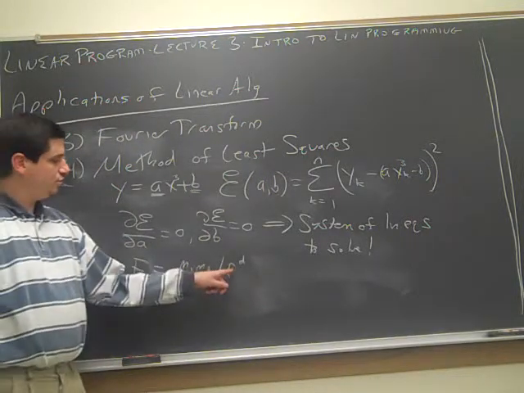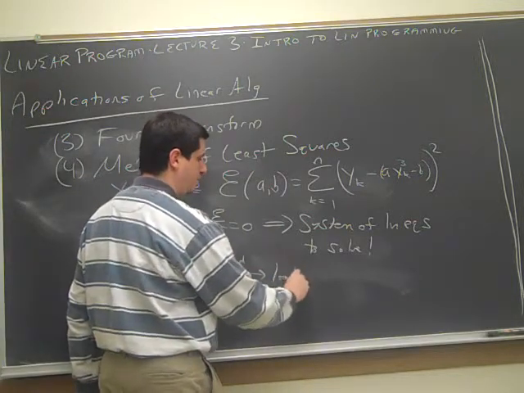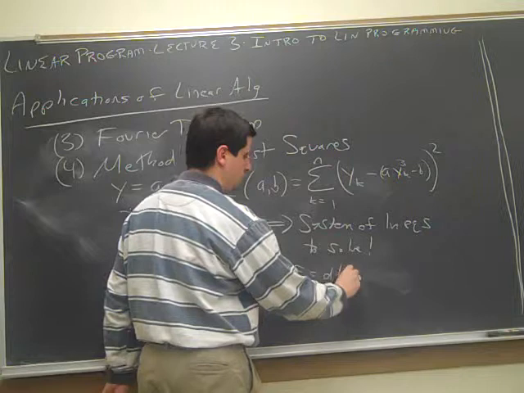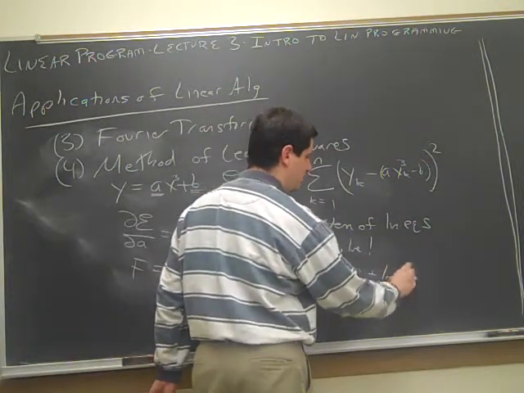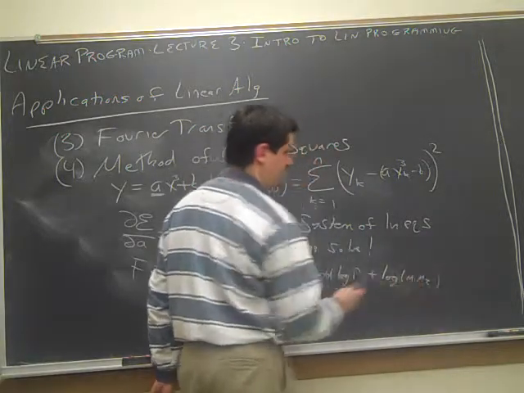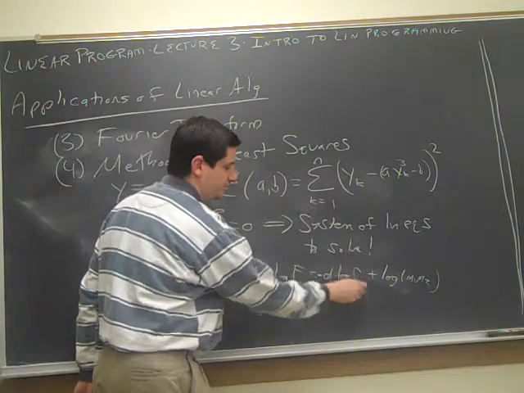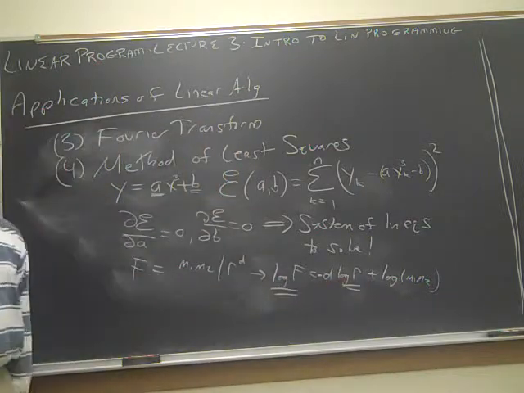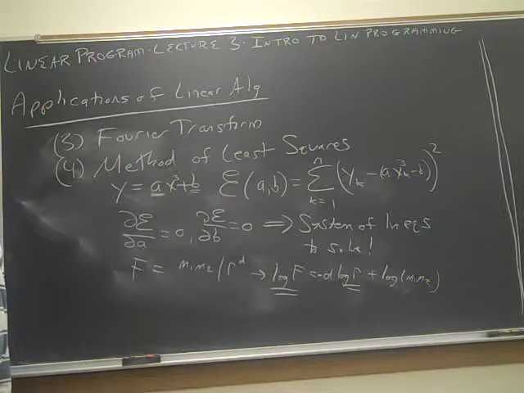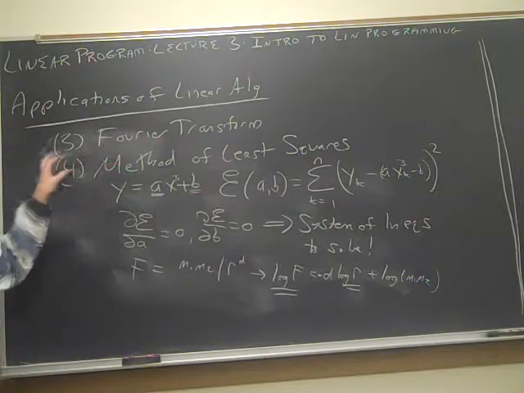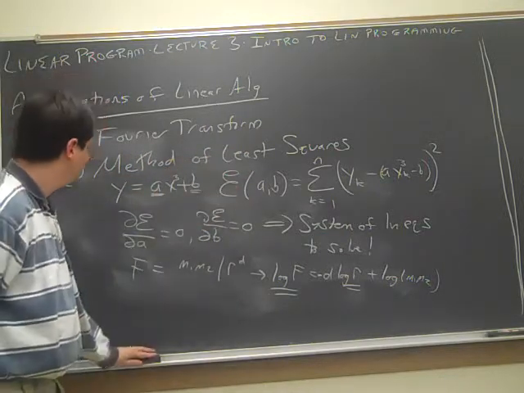Well, what you can do is a change of variables. If you look at logs, the log of f is negative d log r plus the log of m1 m2. Now we have a linear relationship in terms of these two new variables. So a lot of relations that do not initially look linear can be linearized very nicely. So this is, again, an enormous application. If you're interested, I have notes on the method of least squares already written up.